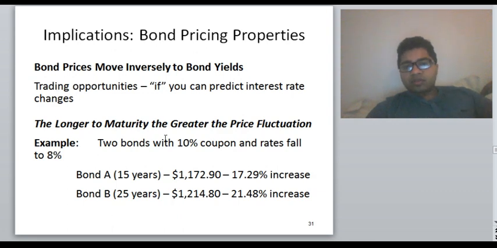So the longer the term to maturity, the greater the price fluctuation. Take two similar bonds, one a 15 year bond and one a 25 year bond. The longer the term, the more the sensitivity. So bond B is more sensitive, at 21%.